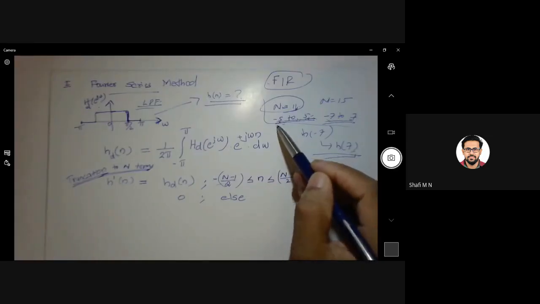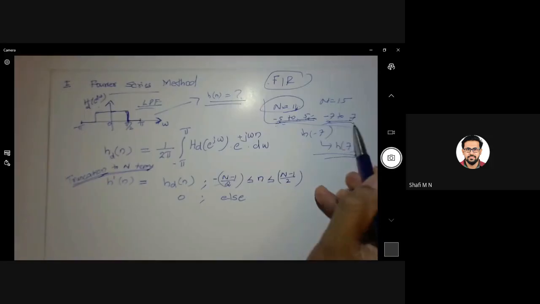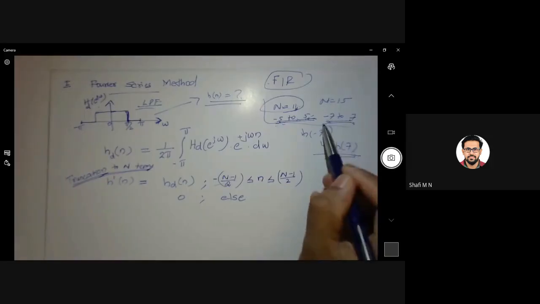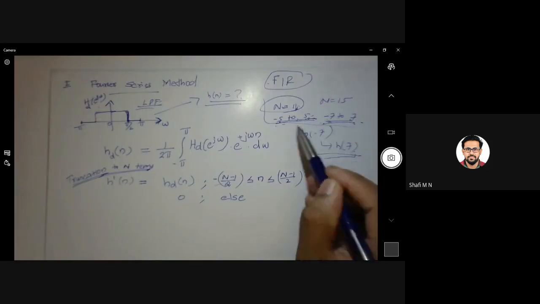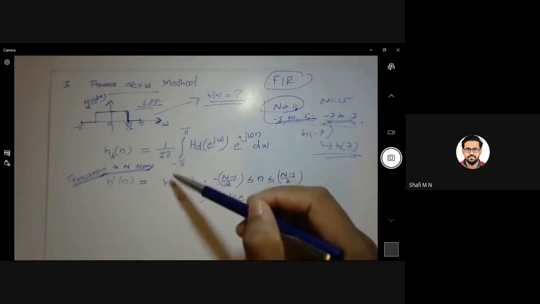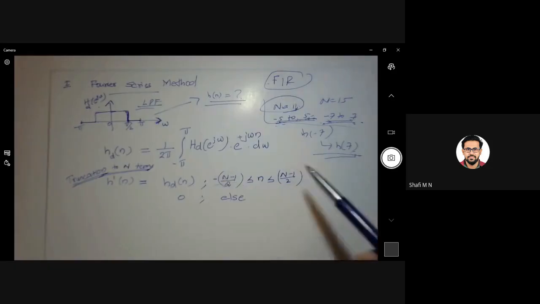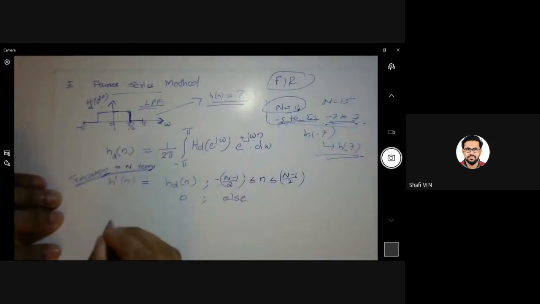0 to 10 ആയിട്ട് വരും. -7 to 7 ആണെങ്കിൽ അതിന് എന്ത് ചെയ്യുക? 0 to 15 ആക്കുക. So what you have to do? You have to right shift the signal by (n minus 1) by 2 units. n minus 1 by 2 units റൈറ്റ് ഷിഫ്റ്റ് ചെയ്താൽ മതി സിഗ്നലിന്. നമുക്കത് നോക്കാം. That will be your final answer.